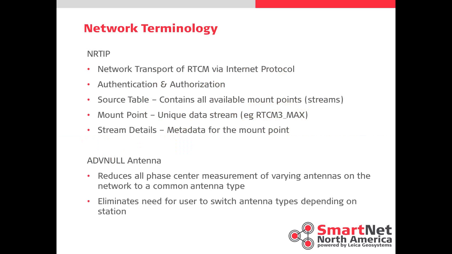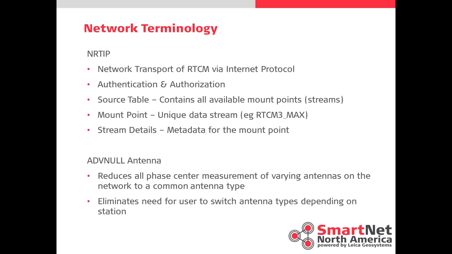So, some network terminology. There's a couple of our users that are new to SmartNet that have not been using authentication and have not been using network RTK to this degree. So they wanted a little refresher on what these terms are. NTRIP is the Networked Transport of RTCM via Internet Protocol. It's for authentication and authorization, so it sends a username and a password into the network so that it can authenticate you to use a specific broadcast.